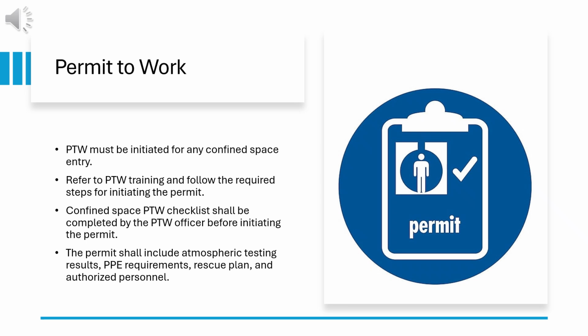Permit to work. A permit to work, or PTW, is mandatory for all confined space entries. The permit process includes completing the confined space checklist, verifying atmospheric test results, confirming required personal protective equipment, and establishing a rescue plan. Only authorized personnel may issue or approve a confined space permit. Always follow PTW training and procedures carefully.